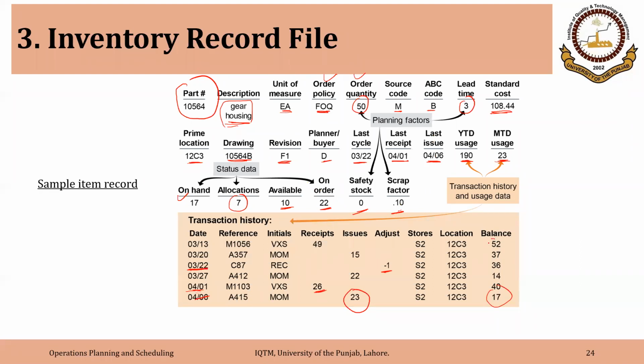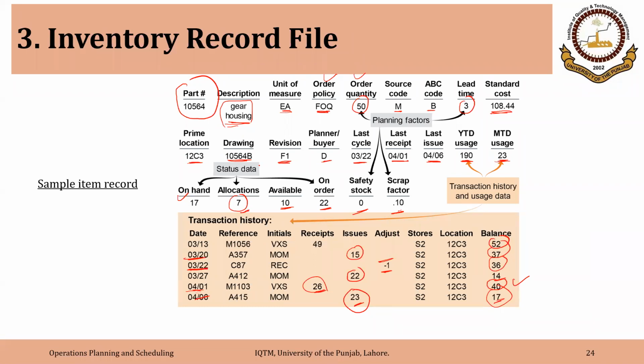we had a quantity of 52, 15 were issued on 28th of March, so we were left with 37. The counting resulted in a quantity of 36 because one item was missing. Then there was an issuance of 22 on 27th of March, so we were left with 14. Then we received 26, so 14 plus 26 is 40, and then 23 were issued, so we are having 17 left, out of which 7 are allocated.